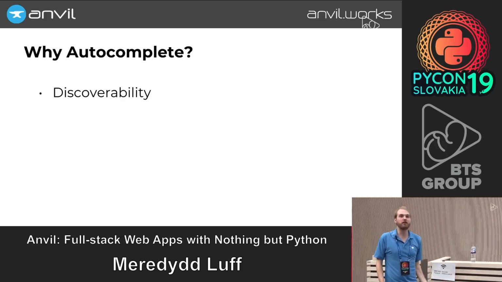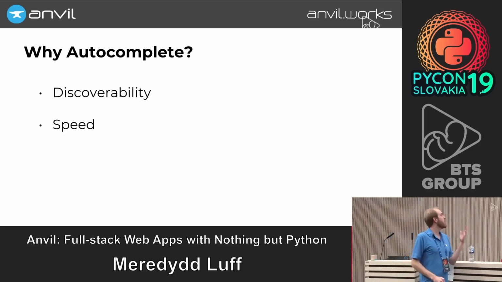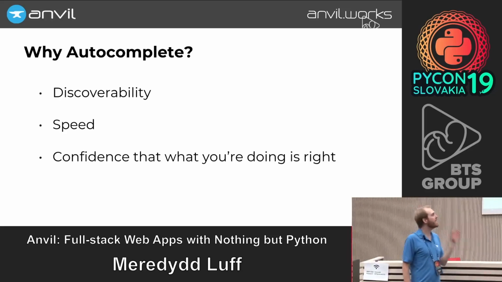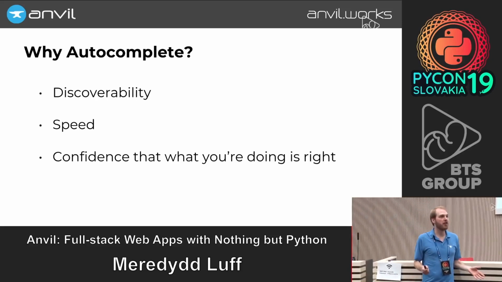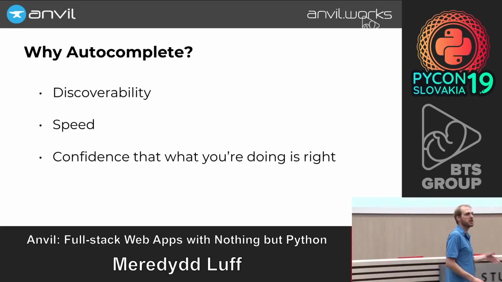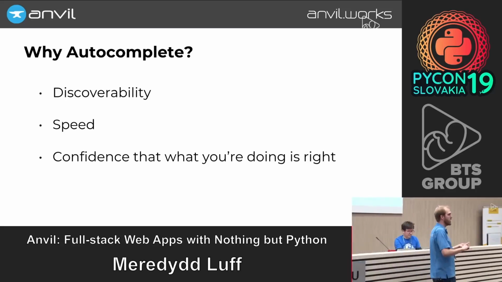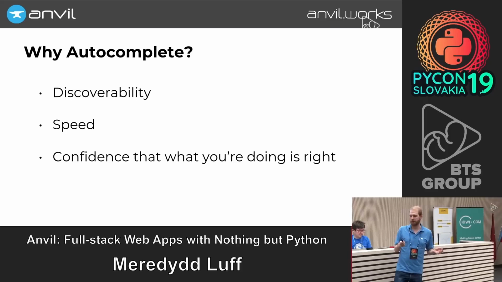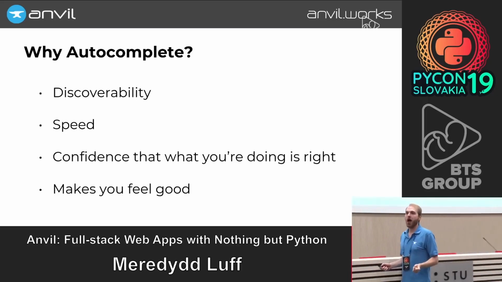Autocomplete is great because it gives you discoverability. It lets you discover what's in an API without having to check the documentation every time. It gives you speed because you can hit 3 letters and hit the tab key. It gives you confidence that what you're doing is right, because there are whole classes of bugs that you can eliminate without even hitting the run button, because the autocompleter has warned you that that's not how you spell that word, or this variable wasn't the type you expected it to be. And for all those reasons, it feels good to use.